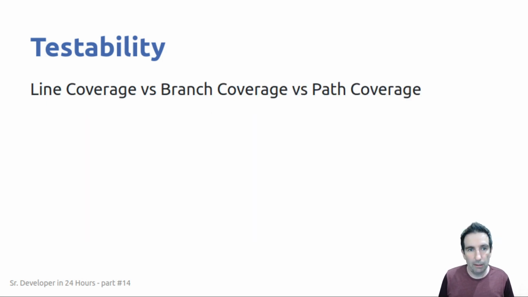Okay, when we're talking about testability, we also want to keep track of how much we are testing. How comprehensive are our tests? The way we do this is by measuring coverage. We can measure coverage by line, by branch, and by path.